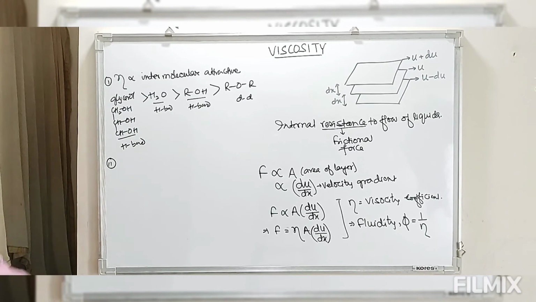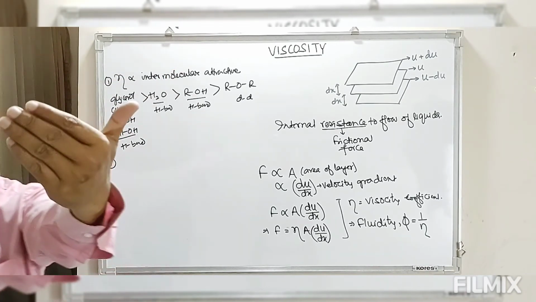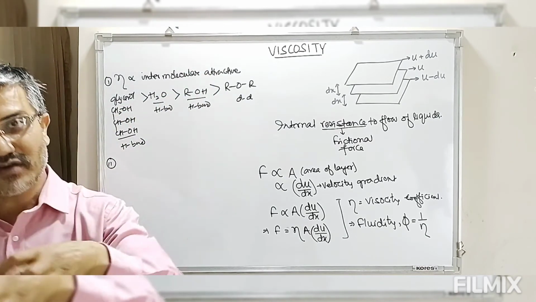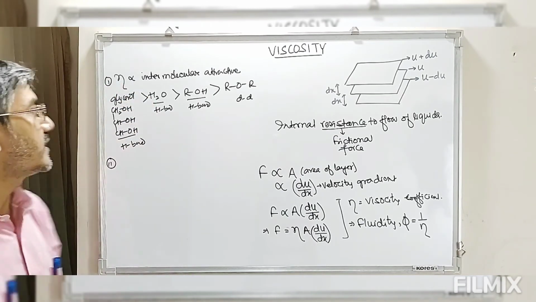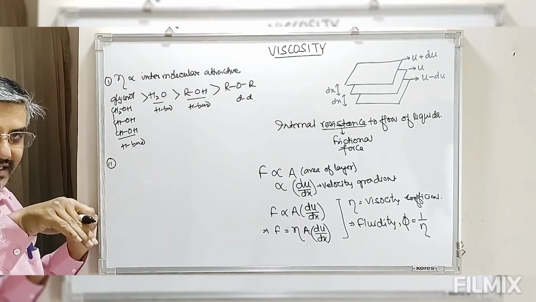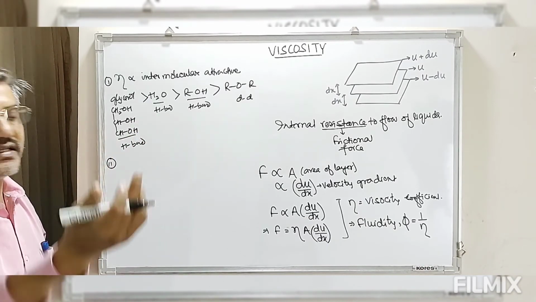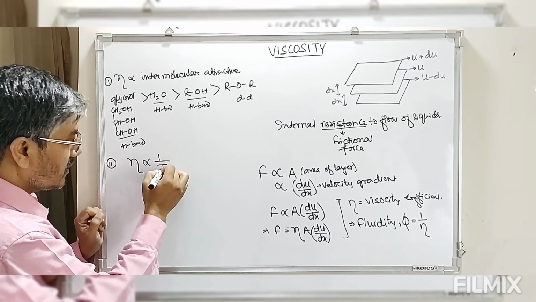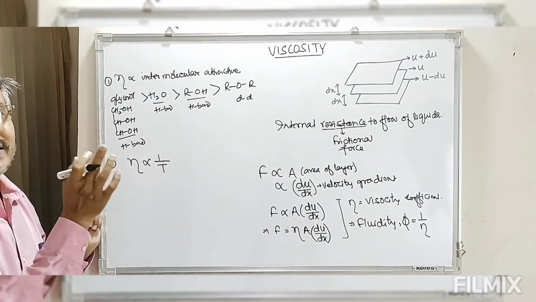Now this intermolecular attractive force also depends on temperature. If we increase the temperature, this intermolecular attractive force will decrease. As the intermolecular attractive force decreases, this coefficient of viscosity will also decrease. That means viscosity increases as the temperature is decreased and viscosity decreases as the temperature is increased. So this η is inversely related to temperature, means on increasing temperature viscosity will decrease.